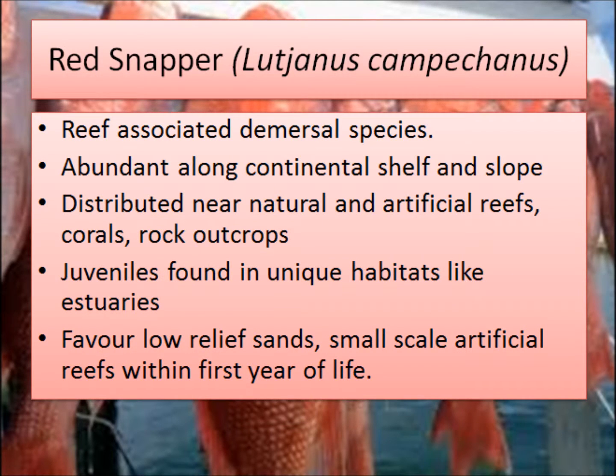So red snappers are a reef-associated demersal species. They are commonly abundant and distributed along the continental shelf and slope. Juvenile snappers are normally found distributed in unique habitats like estuaries. They usually favour low relief sands and small-scale artificial reefs within their first year of life.